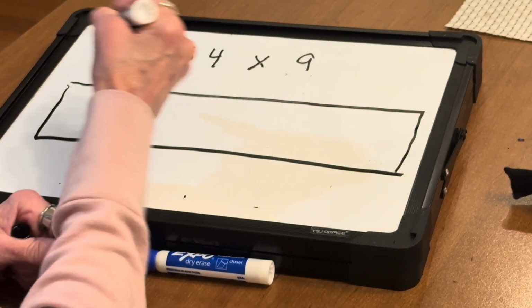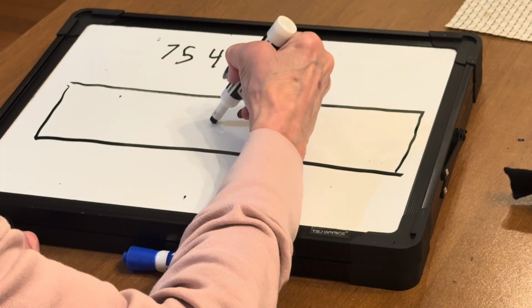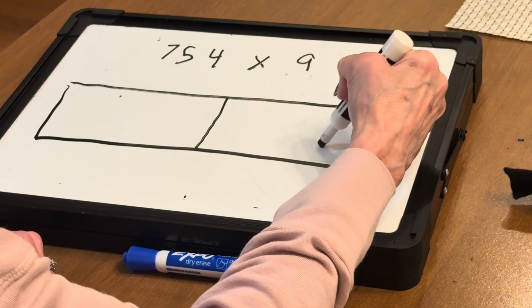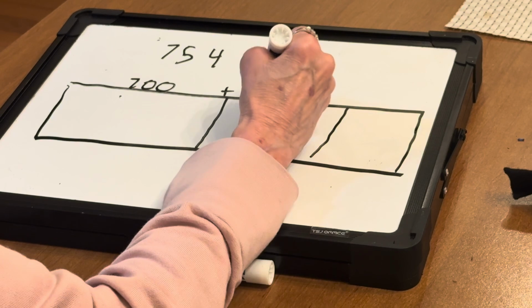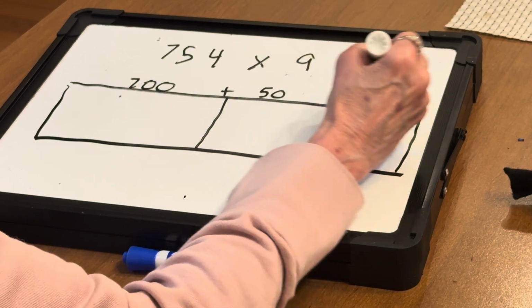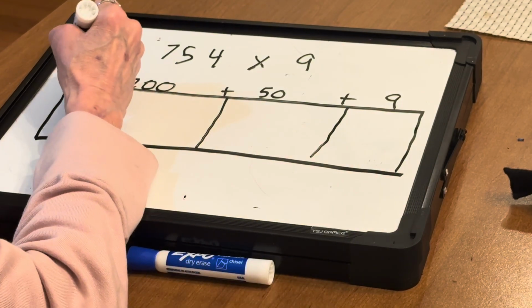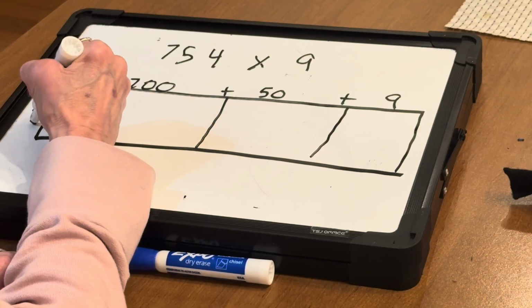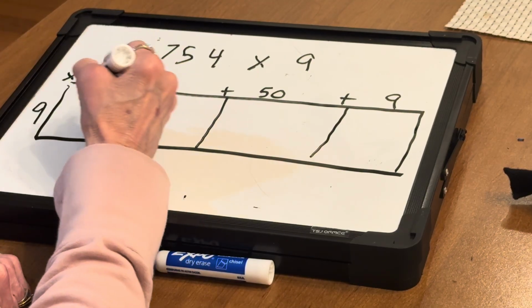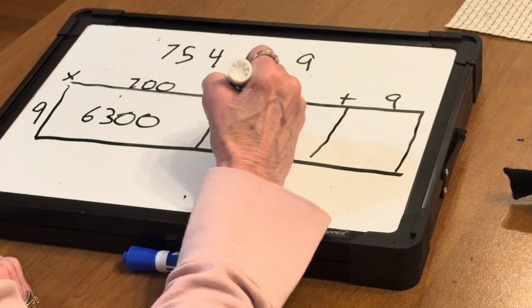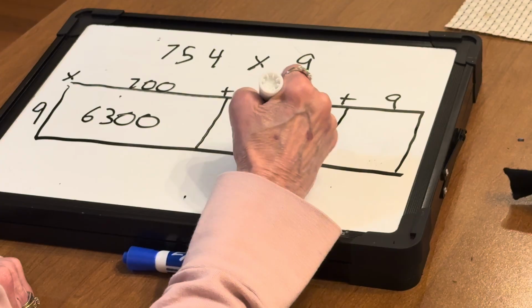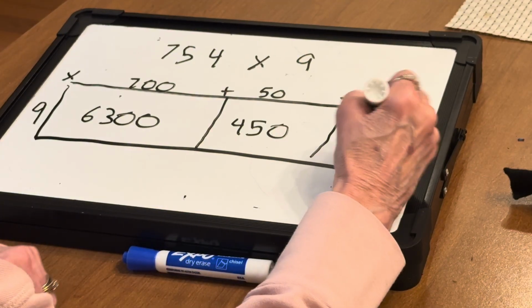Okay, so up here for my length, I would have 700, then 50, then 9. So I have 700 plus 50 plus 9. My multiplication sign here. I just have one number to put right there. So 9 times 7 is 63. Put my 2 zeros. 9 times 5 is 45. And put my 1 zero. 9 times 9 is 81.